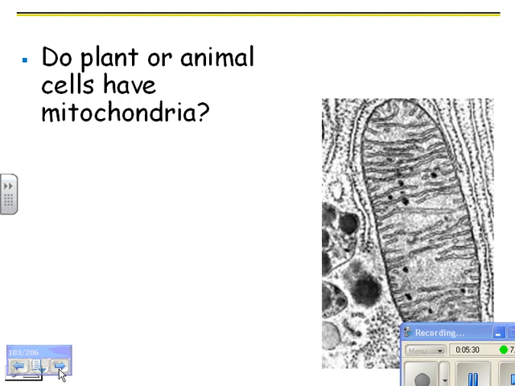Do plant cells or animal cells have mitochondria? Who needs to use sugar? Both. So all eukaryotes have them. Sorry, I said that backwards earlier.